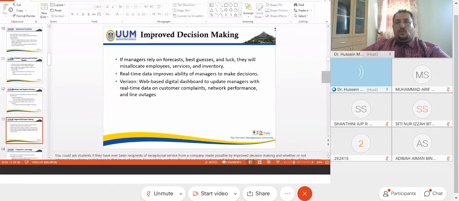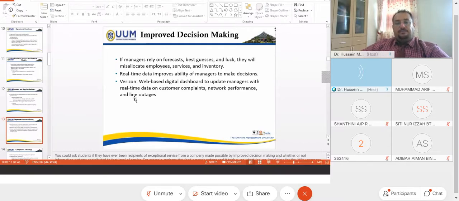But when you have the data and information, we call that real-time data. It will improve a manager's ability to make a decision because you have numbers. Numbers are very important in making a decision. Yes, based on numbers because you can use calculation. This is a dashboard that can help managers to do that.